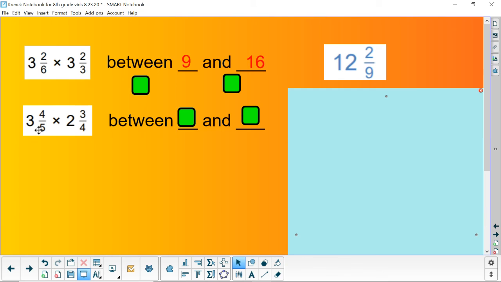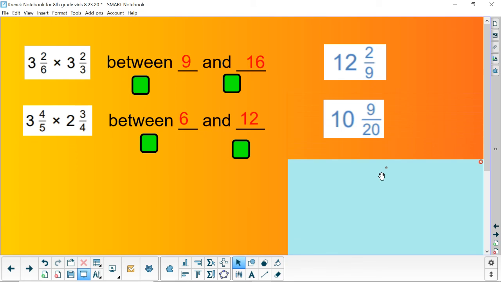All right, let's take a look at this one. 3 4/5 times 2 3/4. If I round down, 3 times 2, it has to be over 6 because I rounded down. And if I bump this up, 4 times 3, it's got to be under 12. So it has to be a number between there. So if you get an answer that is not between there, you know that it can't be right. So we're kind of closer to 4 here and closer to 3. So our answer should be a little closer to the 12 side. And it is 10 9/20.